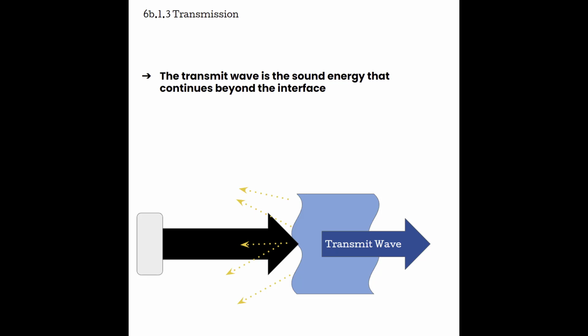Without the transmit wave, ultrasound really wouldn't be all that useful. If the first reflector sent all that sound energy right back to the transducer, we wouldn't be able to see hardly at all into the body. It is the transmit wave that allows us to see deeper and deeper into the body, but we do know that as the sound travels, it will weaken or attenuate over time.